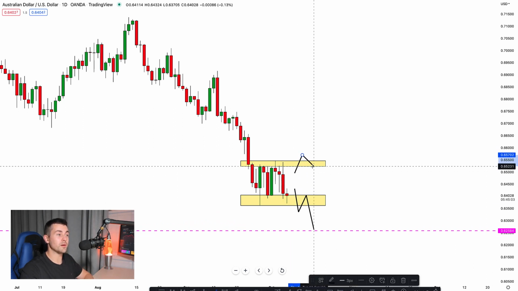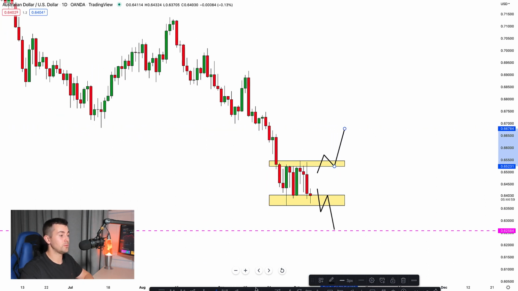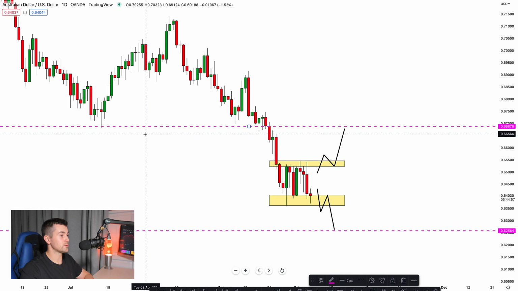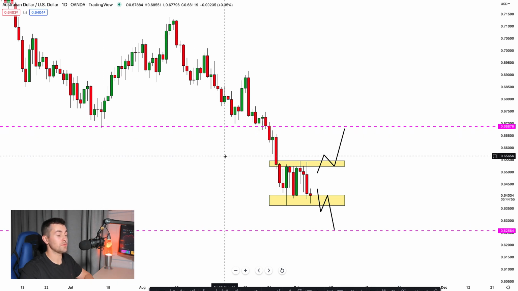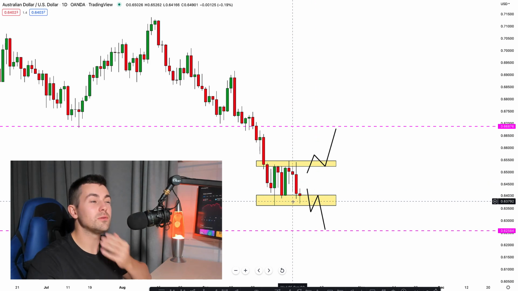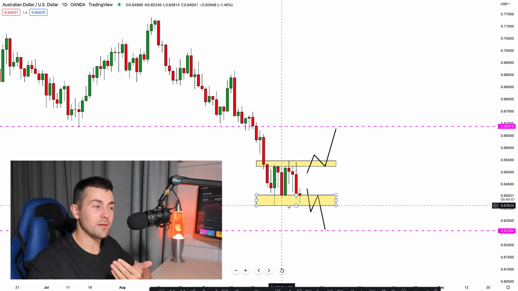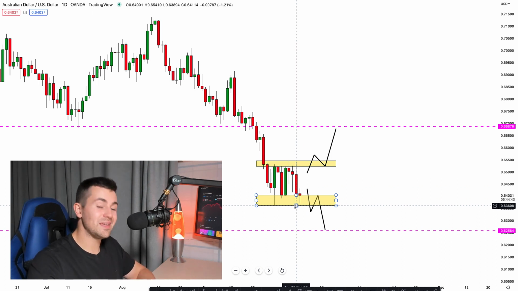If we break that to the upside, we'll expect a correctional movement to that resistance, traders. Yes, you can see that right here. We have a very strong resistance. And I know that many of you want to buy the support of the range. Remember, traders, that if you buy the support of that range right here, you will go against the trend.